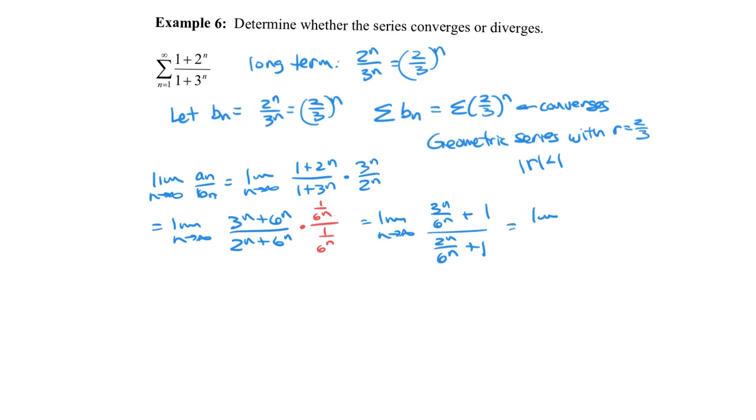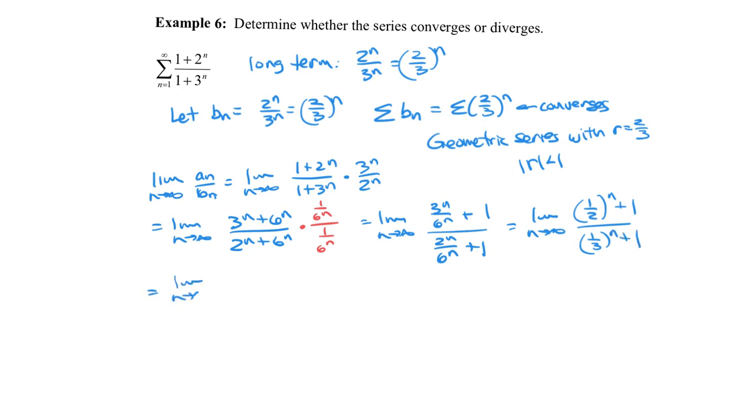Okay, well this is the limit as n approaches infinity. That is really 3/6 to the n, right? 3/6 to the n, or 1/2 to the n, plus 1. And down here we get, we could write that as 2/6 raised to the n, or in other words, 1/3 to the n, plus 1.